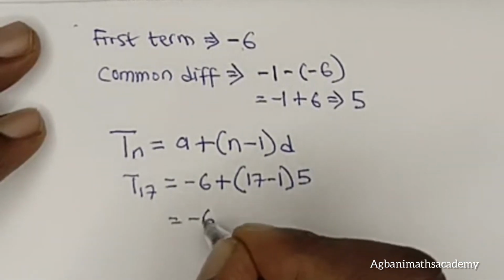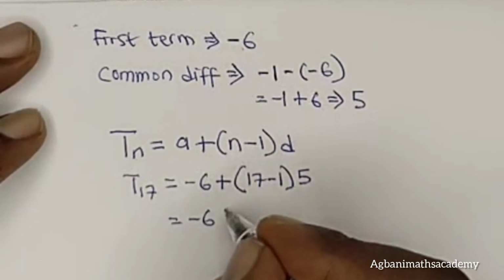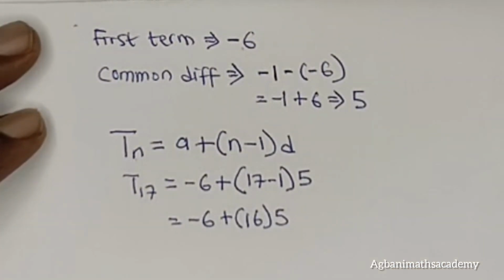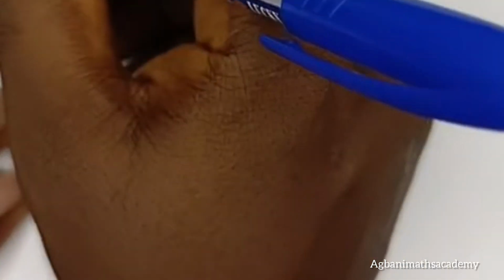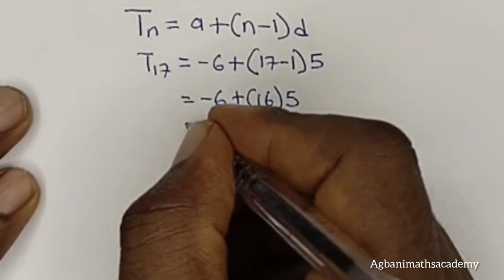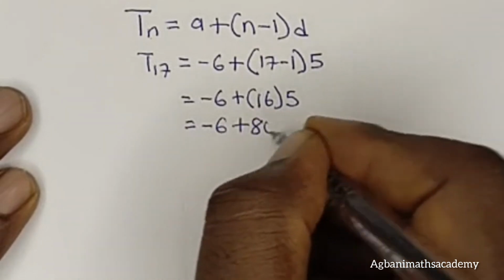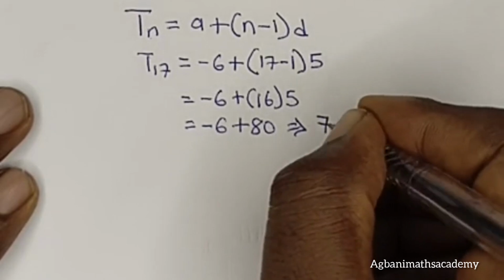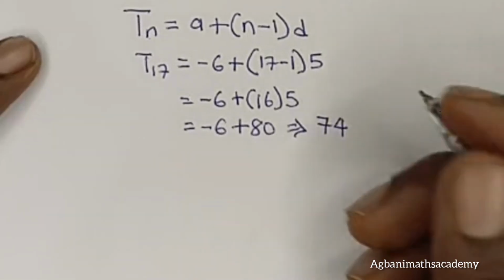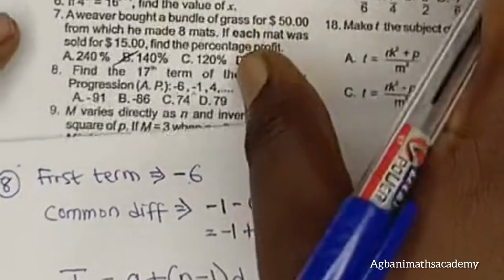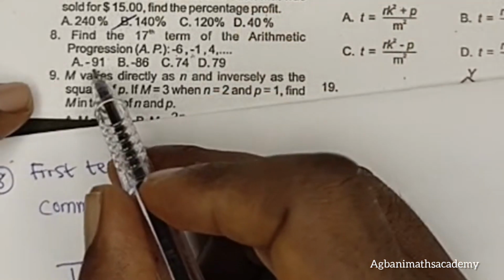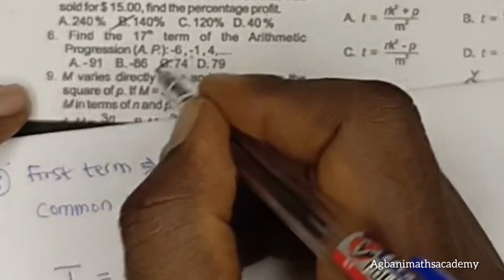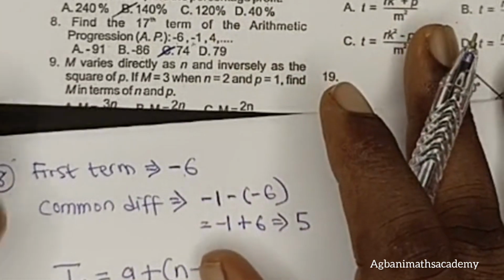So we have minus 6, 17 minus 1 gives us 16, so plus 16 multiplied by 5. What's 16 multiplied by 5? So by the way, this is question 8. 80. So we have minus 6 plus 80. What's minus 6 plus 80? So the 17th term is equal to 74. So let's confirm. We have minus 91, minus 86, and 74, 79. So we have 74. Okay.